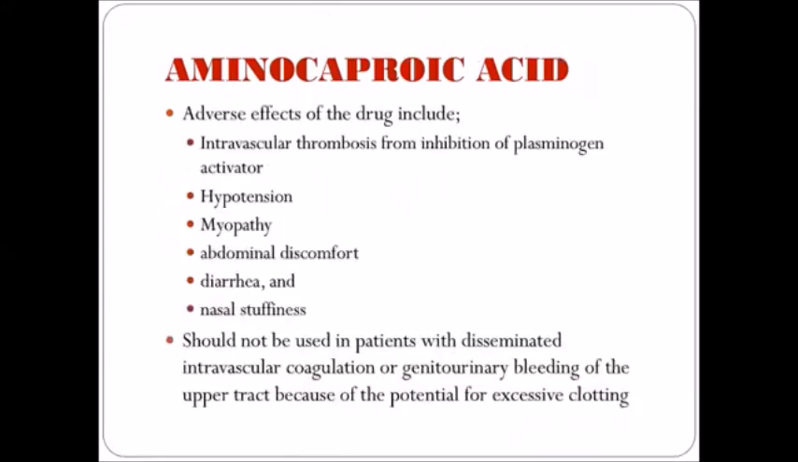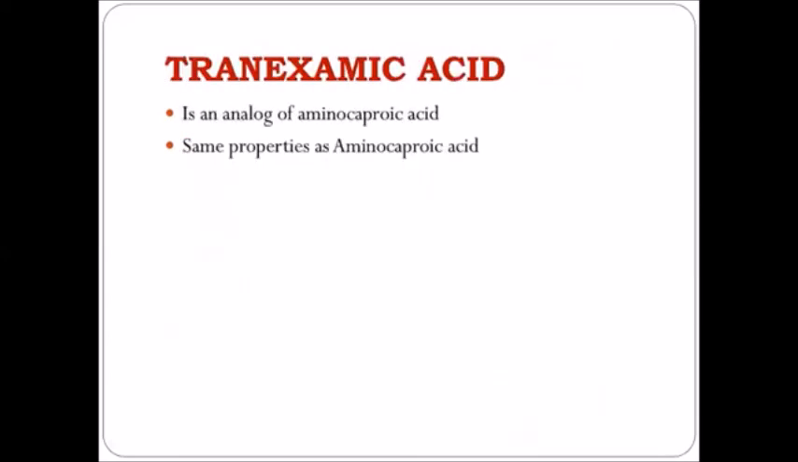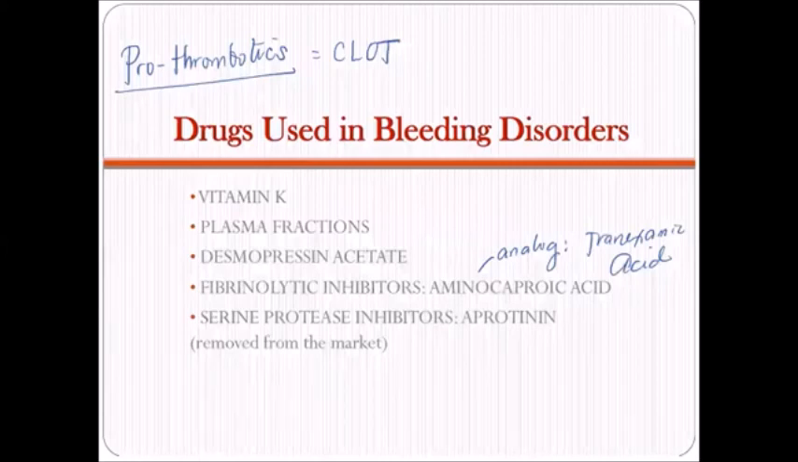Adverse effects are as follows. You can check them out. And then, as we said, meron tayong analog that is Tranex, na-discuss ko na siya. And tranexamic acid, just like aminocaproic, is being used in the prevention and treatment of post-surgical bleeding. Okay? So, yan ang tranexamic acid. Going back with the lecture, we discussed the agents that can be used for bleeding disorders like vitamin K, plasma fractions, desmopressin, aminocaproic, and Tranex, and then yung withdrawn na aprotinin.